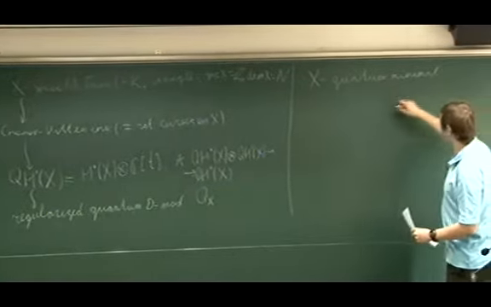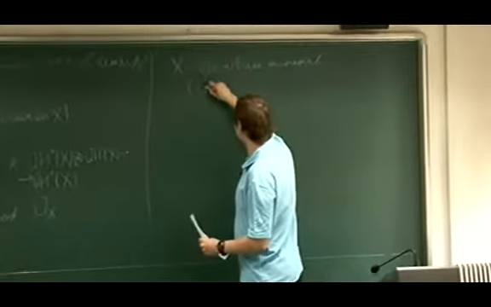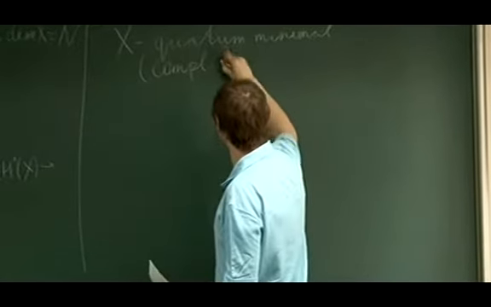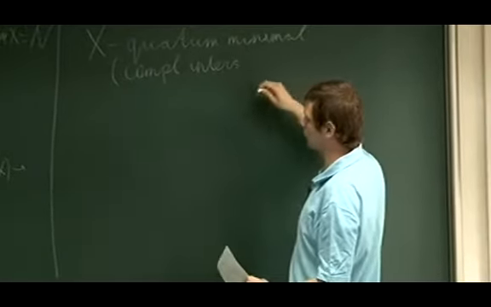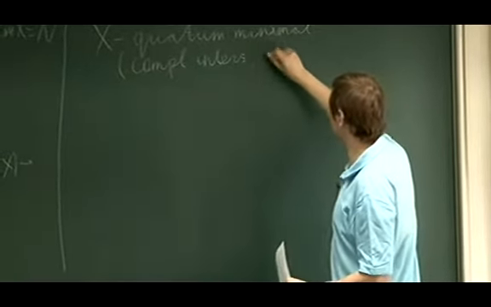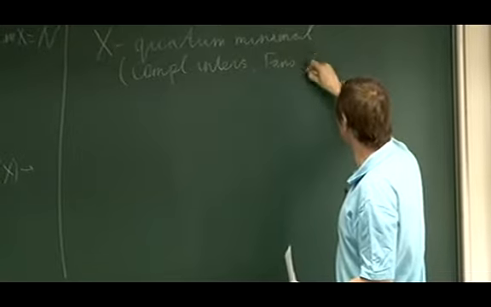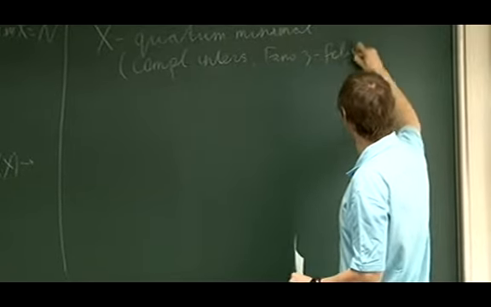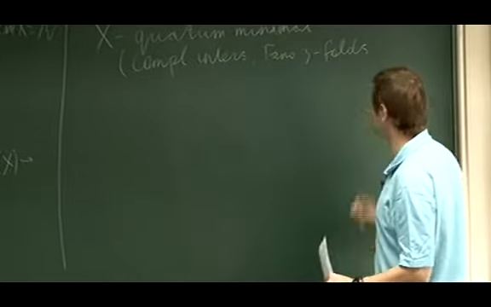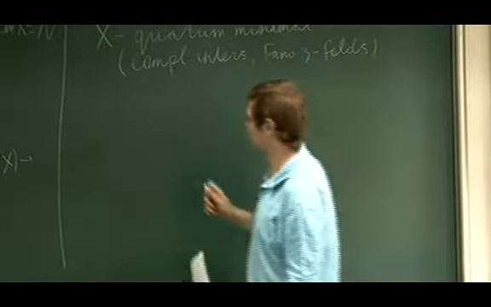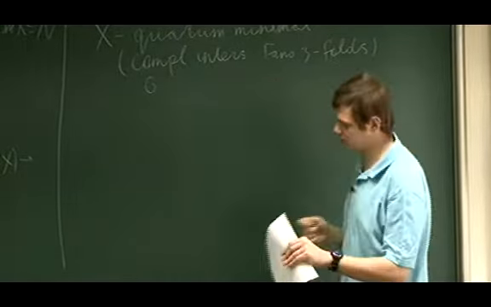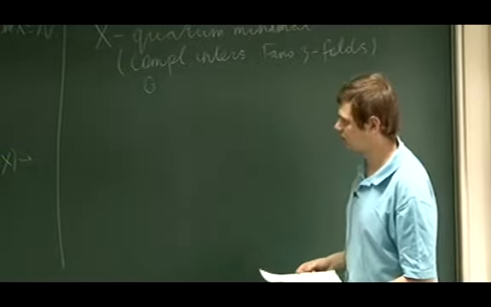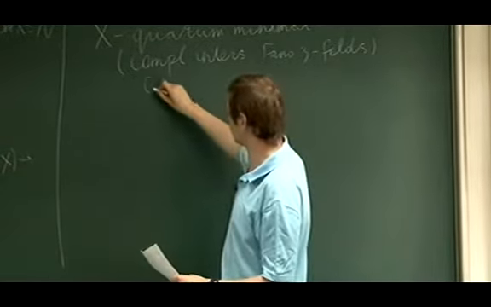Examples are complete intersections in projective or weighted projective spaces, Fano threefolds. For example, Grassmannians are not quantum minimal, they're very far. Quantum multiplication makes its cohomology a lot bigger.